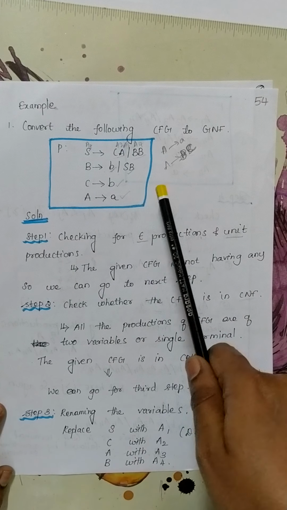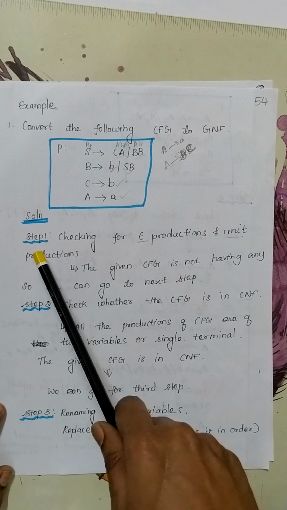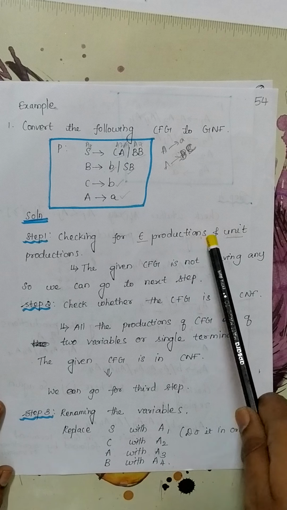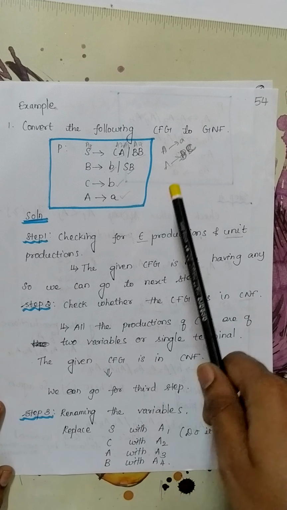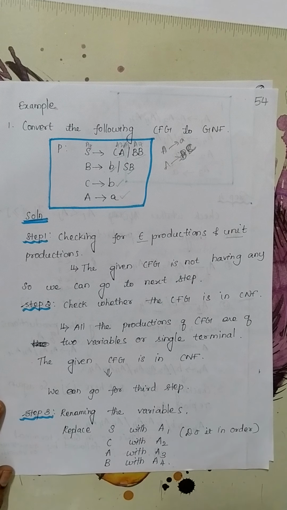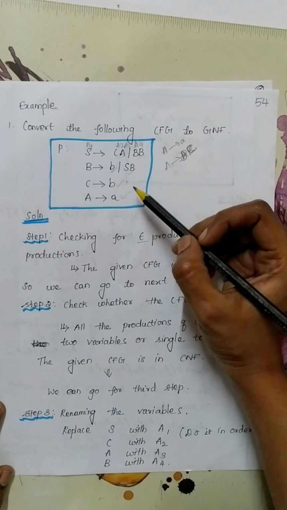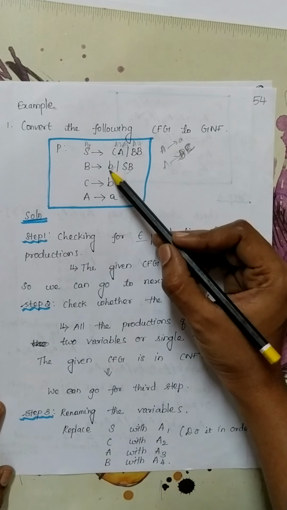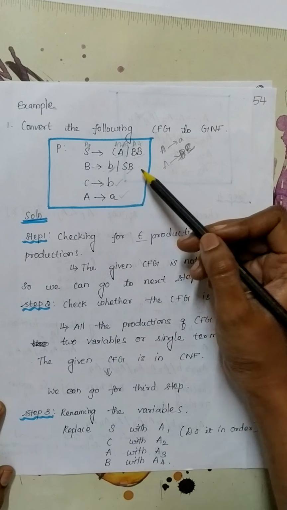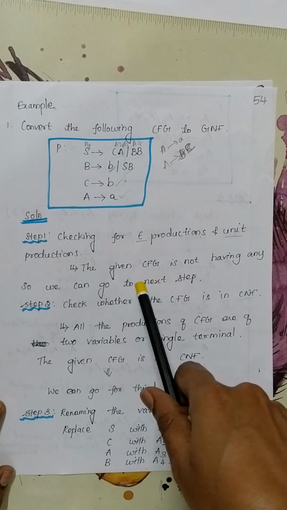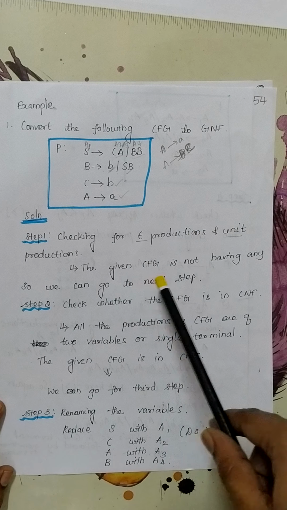We will study it step by step. The first step is checking for epsilon productions and unit productions. We have to check whether our grammar has any epsilon productions or unit productions. In the grammar you can see there is no epsilon production and also no unit production. We have single terminals only, but no single variable. So we can directly go to the second step, since our grammar does not have any epsilon productions or unit productions.